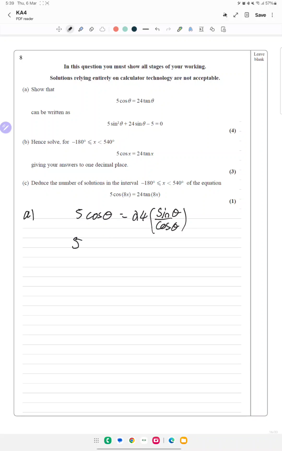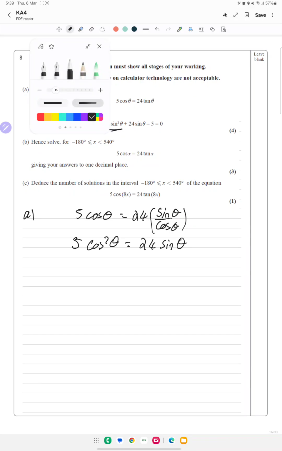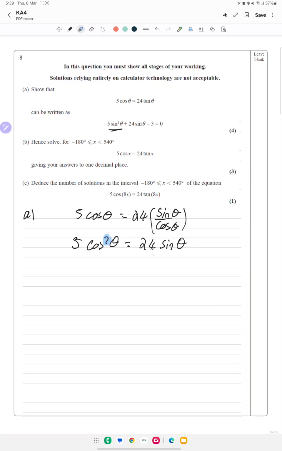Now, I don't like that fraction, so I'm going to times through by cos straight away. So I get 5 cos squared is 24 sine. Now, there's two ways we can spot this. Either we know we're after a sine squared in the end and we've got a cos squared, or we need to make the squared term match the non-squared term.